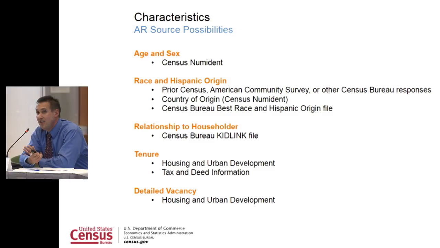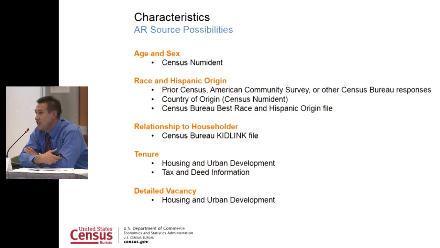As mentioned, for age and sex, we were able to look at the census Numident and get the age, date of birth, and sex information from there, almost 100% of the time. For race and Hispanic origin, we are working with CARA to see if we can use prior census, American Community Survey, and other responses. The Numident does have country of origin information, so we are researching whether that is a potential use. And we are also using the best race and Hispanic origin research that CARA has done.